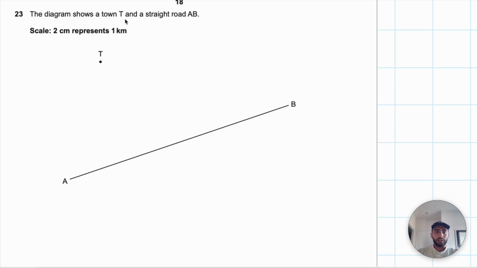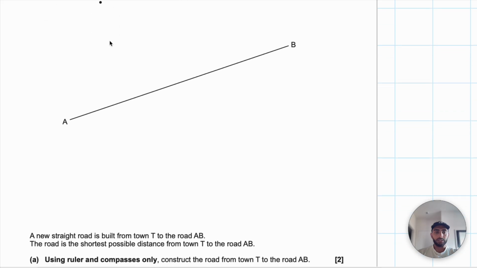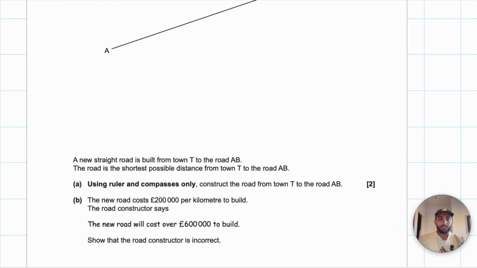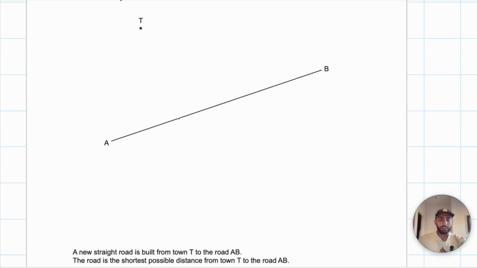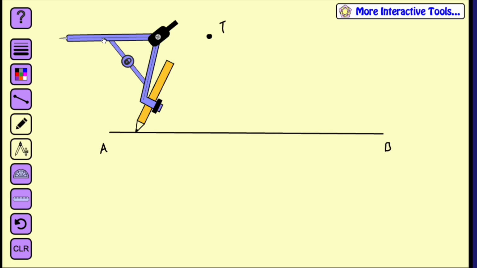The diagram shows a town T and a straight road AB, and the scale 2 centimeters represents 1 kilometer. A new straight road is built from town T to the road AB. The road is the shortest possible distance from town T to the road AB. We need to draw a line from T to AB, and it needs to be the shortest line possible. So it needs to be a perpendicular. There needs to be a right angle there and a right angle there. I've recreated the question here, and this is what we do.